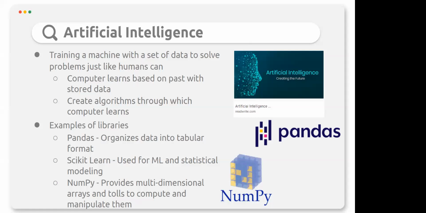Some examples of libraries in Python which you can use to create AI models are pandas, which organizes data into a tabular format, which means like a table, with rows and columns. Then there's scikit-learn, which is usually used for scientific and engineering computing, and all scientific and mathematical computing. It's used for statistical modeling, and it's used for machine learning. ML stands for machine learning.